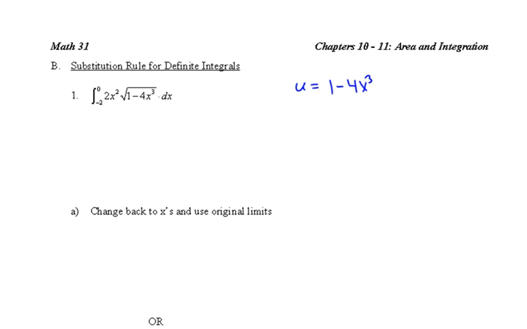So then du dx would be negative 12x squared, making dx equal to du over negative 12x squared.